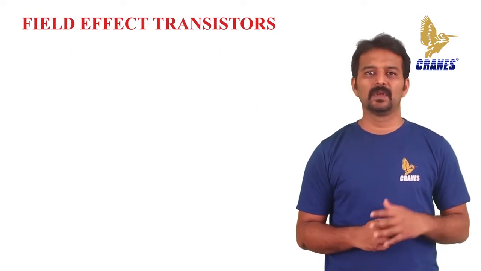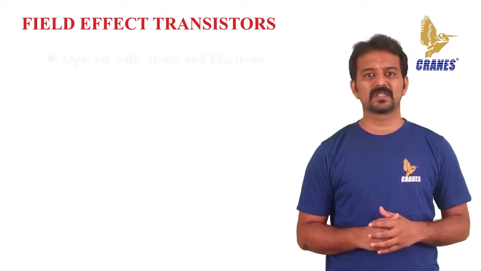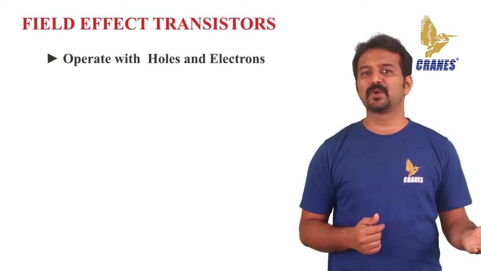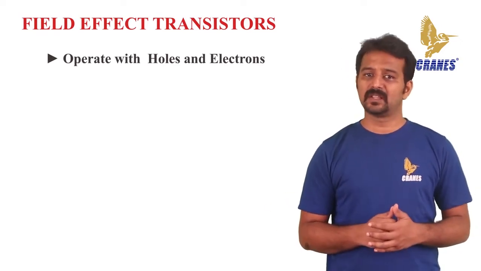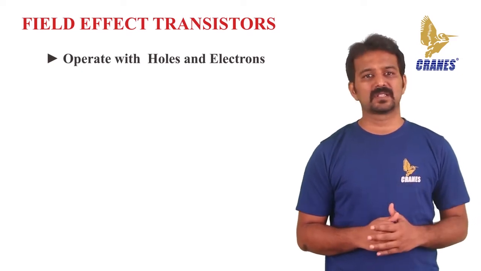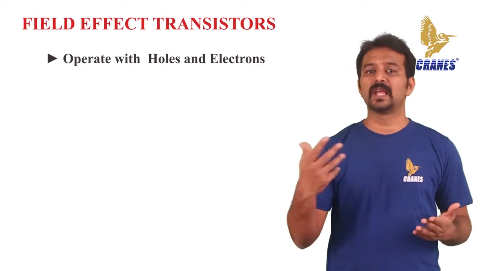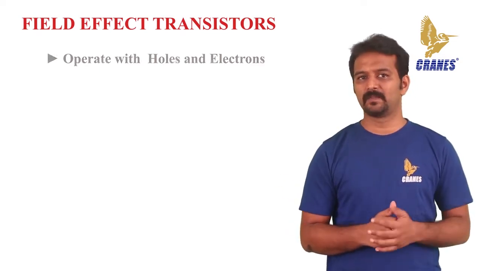As their name implies, bipolar transistors are bipolar devices because they operate with both types of charge carriers, that is the holes and the electrons. The field effect transistor, on the other hand, is a unipolar device that depends only on the conduction of electrons, in an N channel, or the conduction of holes, in a P channel.